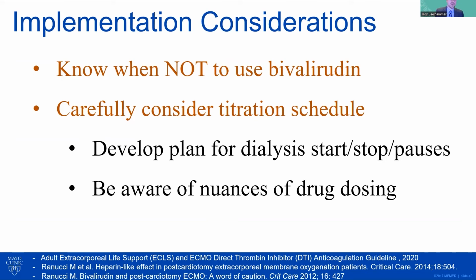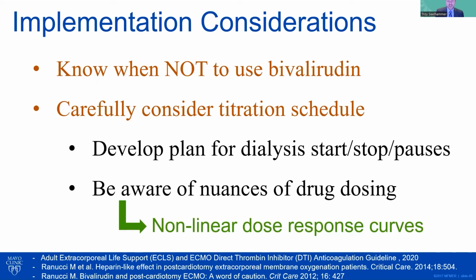You have to be aware of the nuances of the drug dosing. And just to draw your attention to a few of these, it does have a nonlinear dose response curve, particularly at higher doses. And so we have a cap on what we will therapeutically administer. If we reach that cap and we're still not getting a rise in APTT, then we'll use alternate assays. Specifically, we actually have the availability of doing bivalirudin concentration levels at the Mayo Clinic.